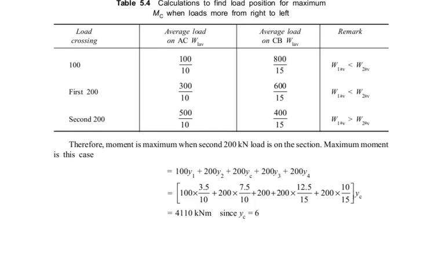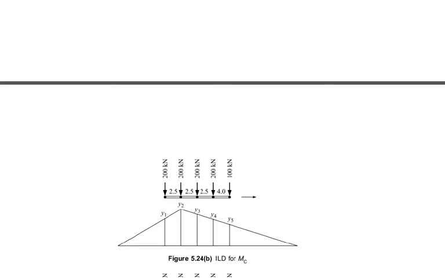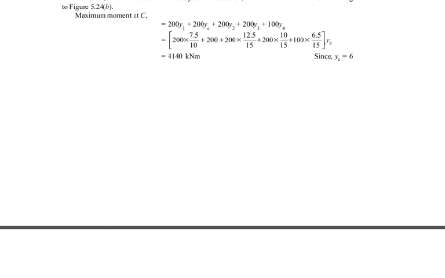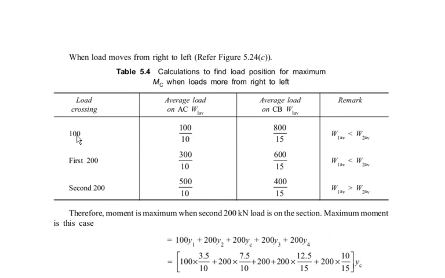So this is the table for the second case, when the load moves from right to left. So you can see the figure of the loads. This is how they are moving from right to left. So again the leading load is 100 kilonewton. Remember, the load is coming from right to left.